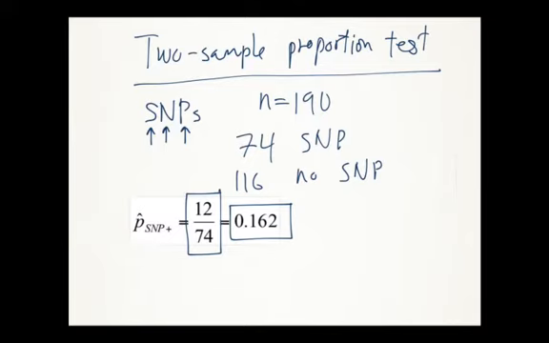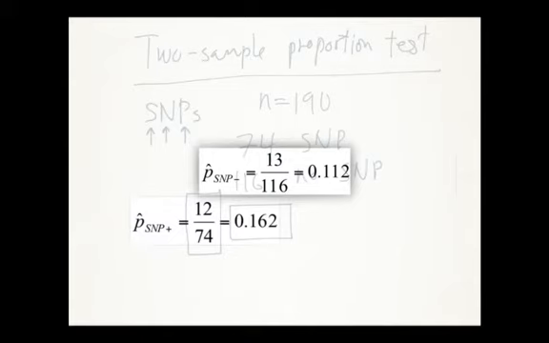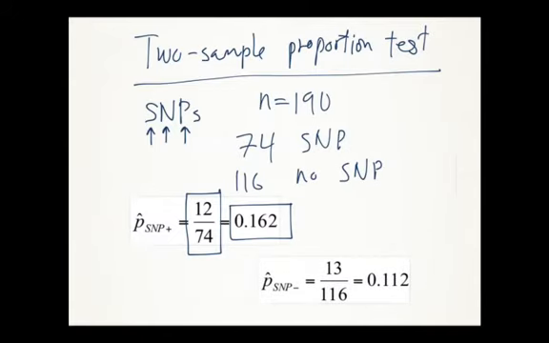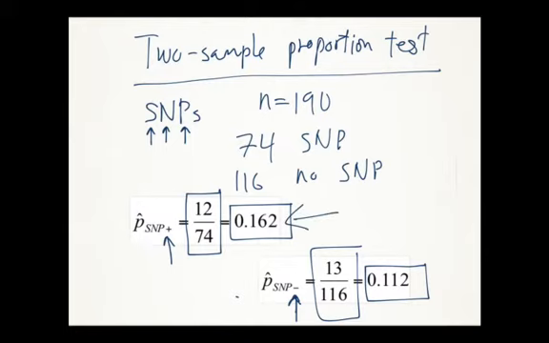And then in the other group, the patients without the SNP, note that this has been denoted because they're SNP negative. These are the patients with the SNP, so they're SNP positive. These are the patients without the SNP, so they're SNP negative. So 13 out of 116 of those experience sustained progression, and 13 out of 116 corresponds to 11.2%. So 16.2% in one group, 11.2% in another group, and obviously we want to know, are those numbers significantly different, or is that just a chance result?